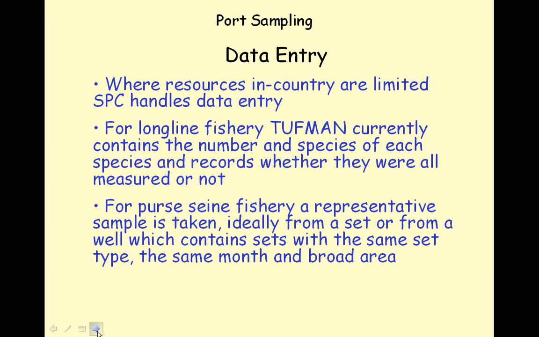For purse seine, a representative sample is taken, ideally from a set if it can be identified, or from a well which contains sets with the same set type, the same month and broad area, for example within the same 5 degree by 5 degree cell.